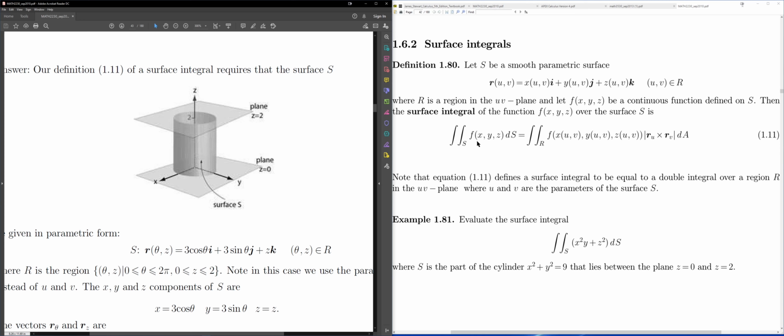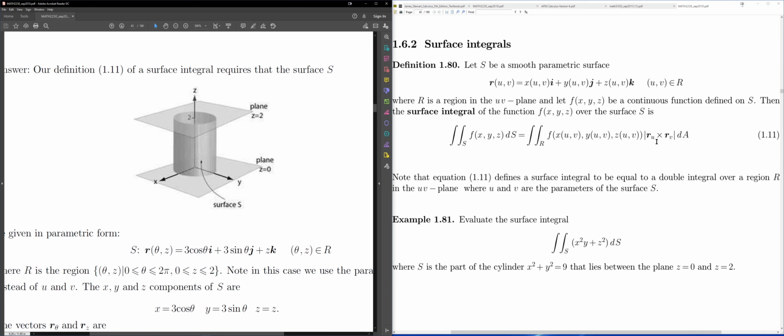To work out this sort of surface integral, you use your parametric description. Wherever you see the x, you replace it by the component function for the i. Where you see the y, you replace it by the component function for the j. Where you see the z, you replace it by the component function for the k.